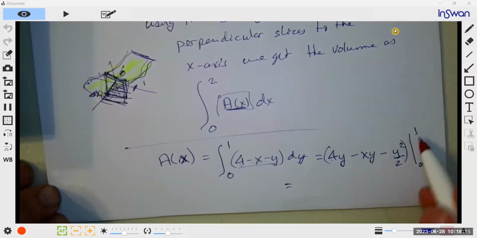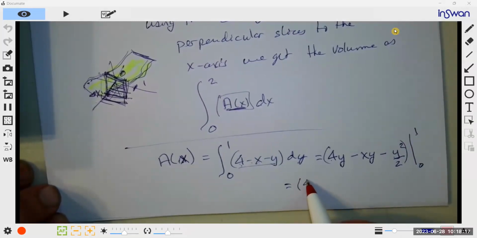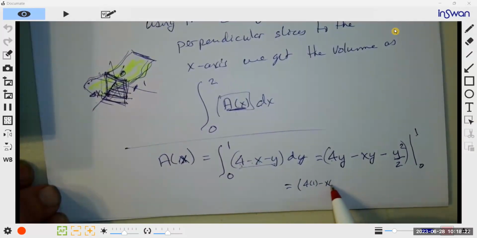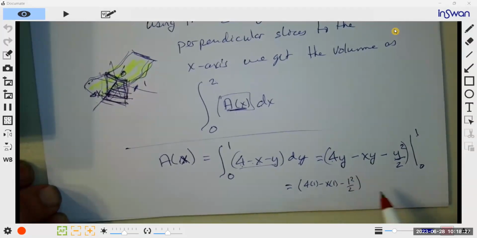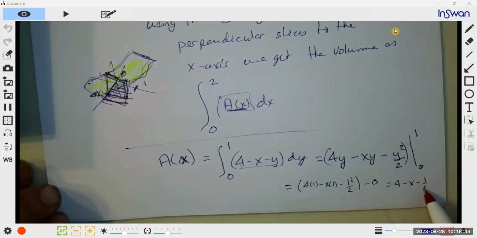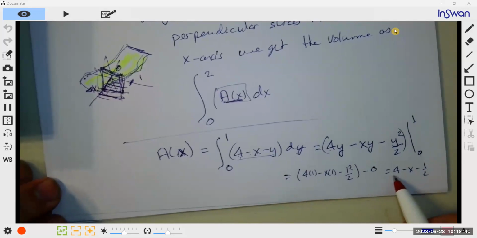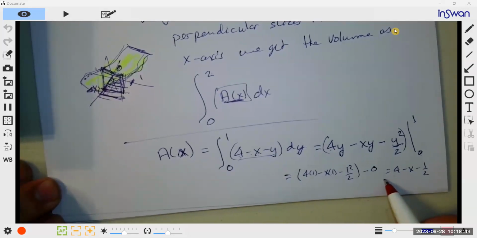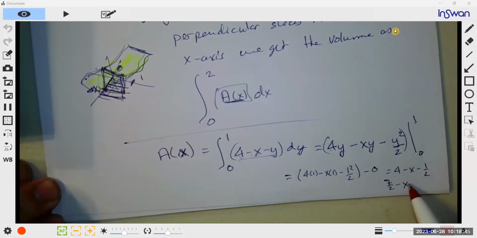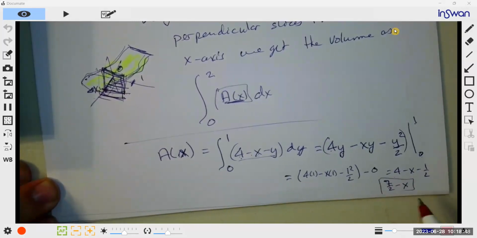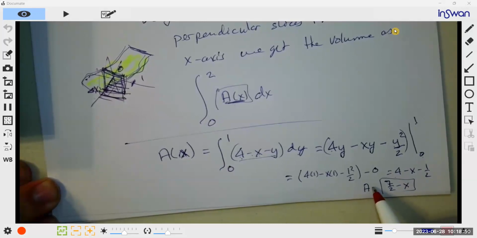Starting from the top one, we have 4 times 1 minus x times 1 minus 1 squared over 2. Minus y is 0, so those are all 0. So our new function we have to look at, which is 8 over 2, so it's 7 over 2 minus x. That's what A of x equals.